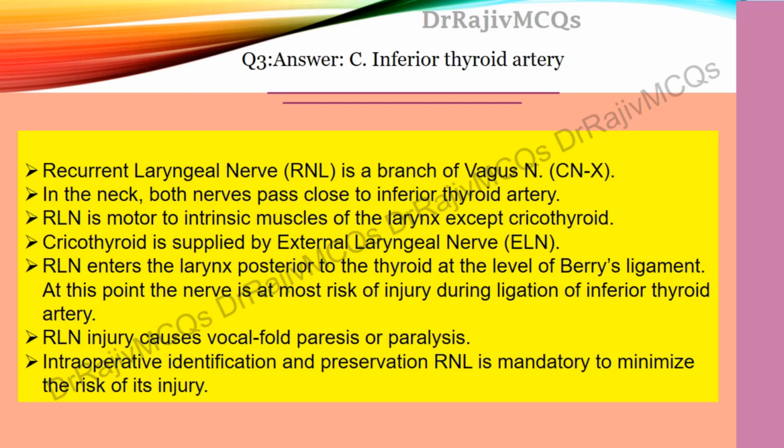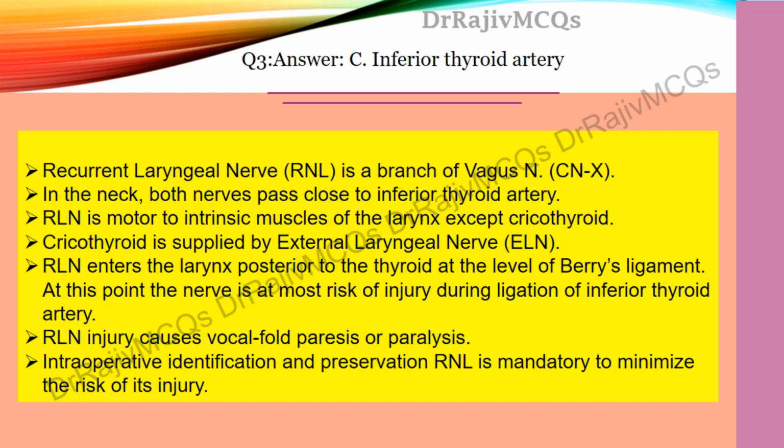It is also a sensory nerve for the mucous membrane of the larynx below the vocal cords. There are two recurrent laryngeal nerves. The right recurrent laryngeal nerve loops under the right subclavian artery, while the left recurrent laryngeal nerve loops under the aortic arch. The relationship between the recurrent laryngeal nerve and the thyroid gland is very important to a thyroid surgeon.